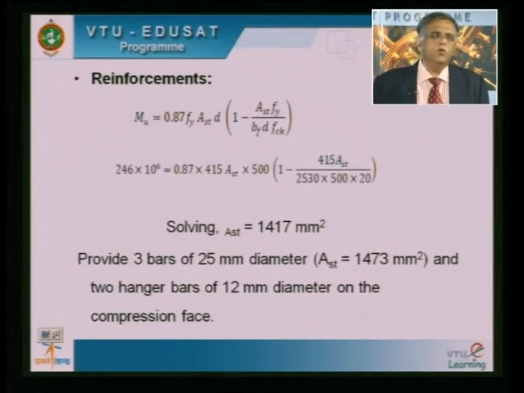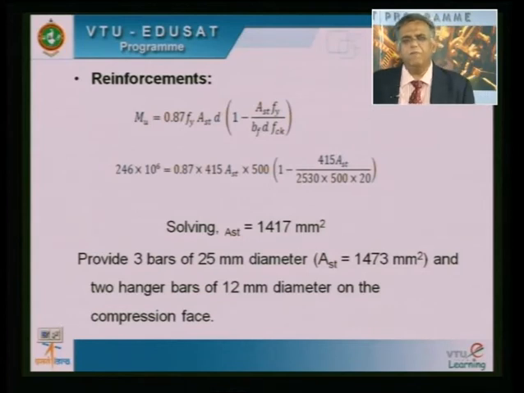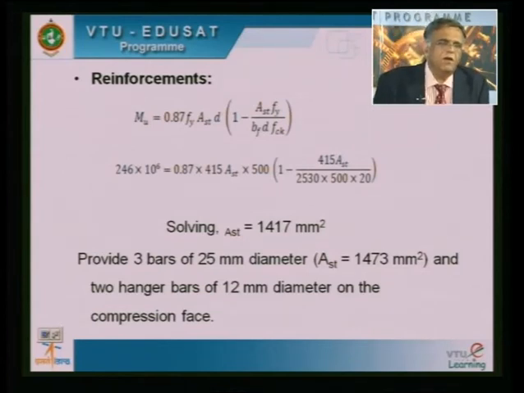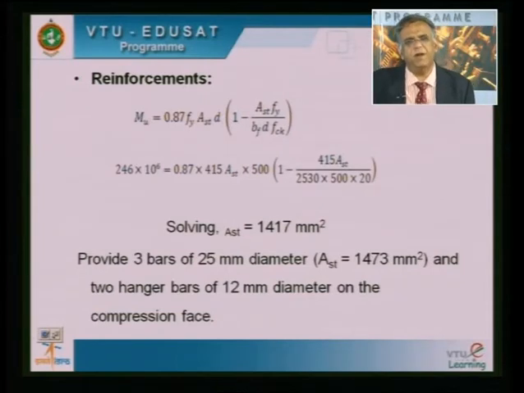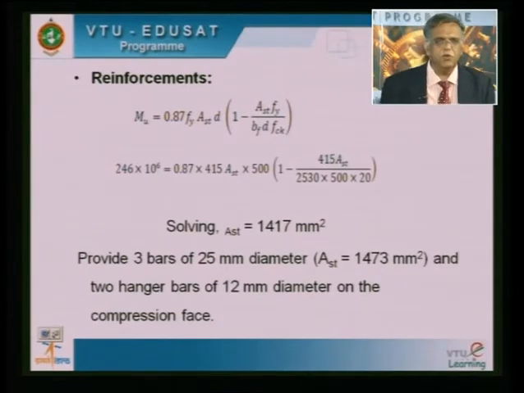What is the next step? Choose 25 mm diameter. I have not shown the detailed steps here because you already know all these things; several times I have worked them out. So the next step is to calculate the number of bars required, for which you have to assume the diameter of the bar to be used. Here, a 25 mm diameter bar has been used. Area of one bar is 490 mm². Total steel required divided by 490 mm² gives the number of bars of 25 mm. Here it has been got as 3 bars. As usual, use 2 hanger bars of 12 mm on the compression face.